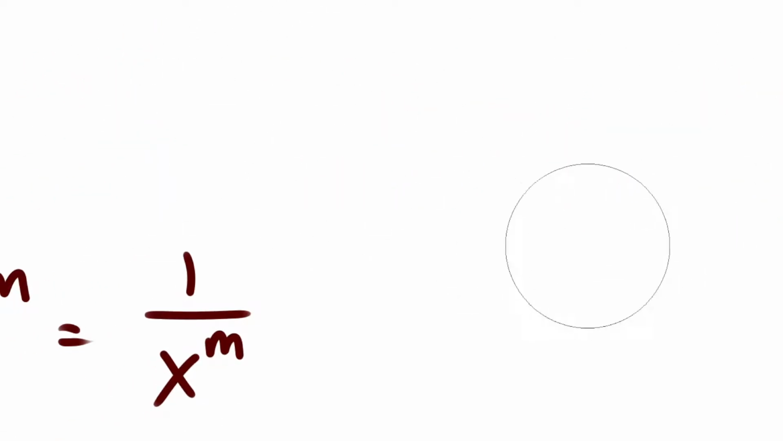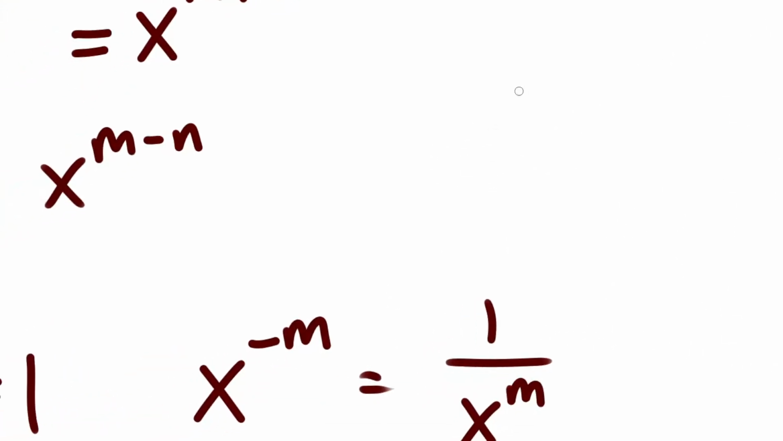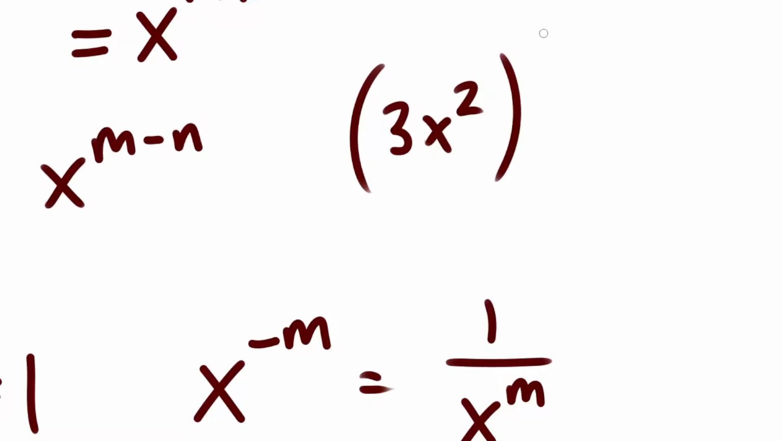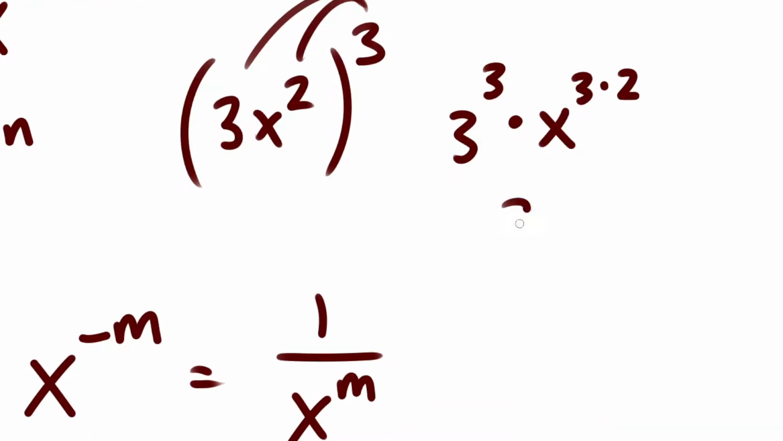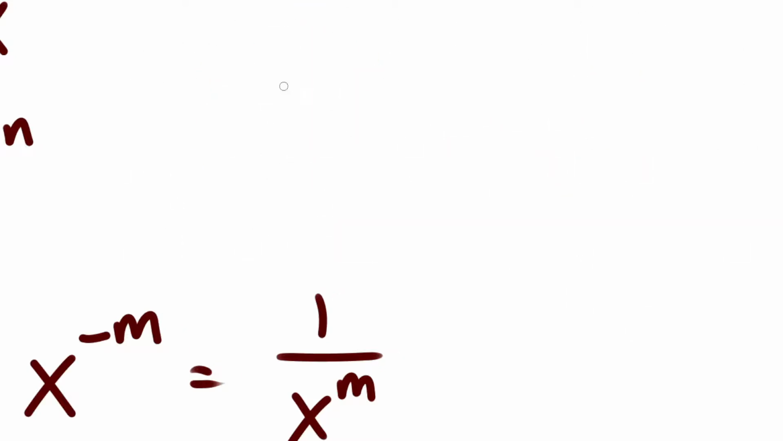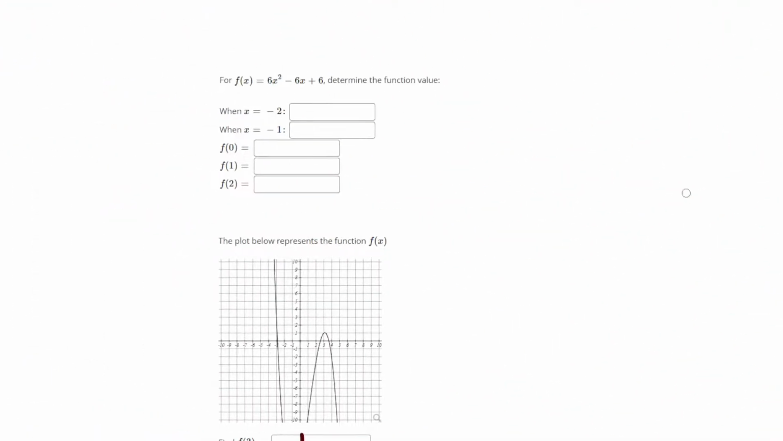And then the final exponent rule that's going to matter for this class, I don't know if it will matter for this unit, is if you have something like 3x squared, and then you have that to an exponent, like 3, the exponent is going to come down and distribute to both of your terms. So this would turn into 3 cubed times x to the 3 times 2. That would give us 27 times x to the 6th. Now, with that in mind, let's begin.